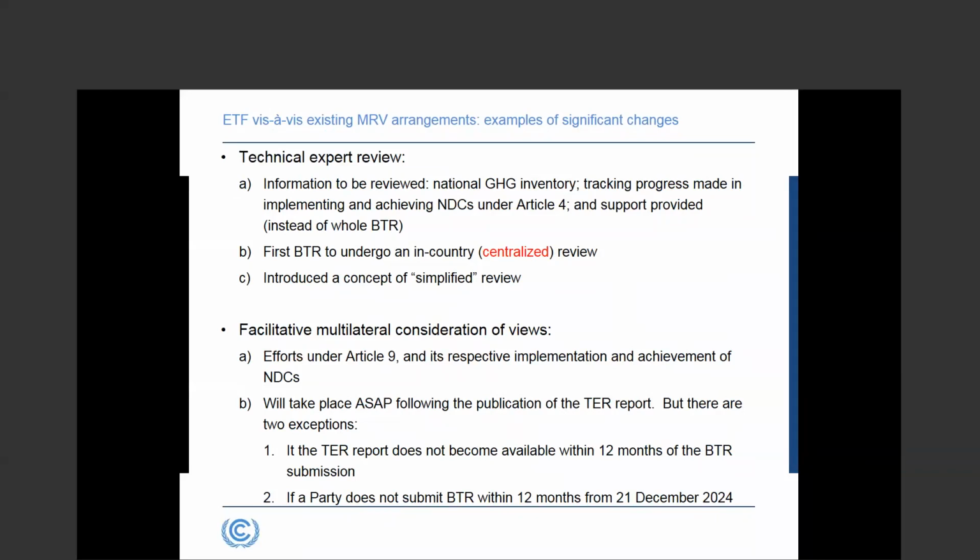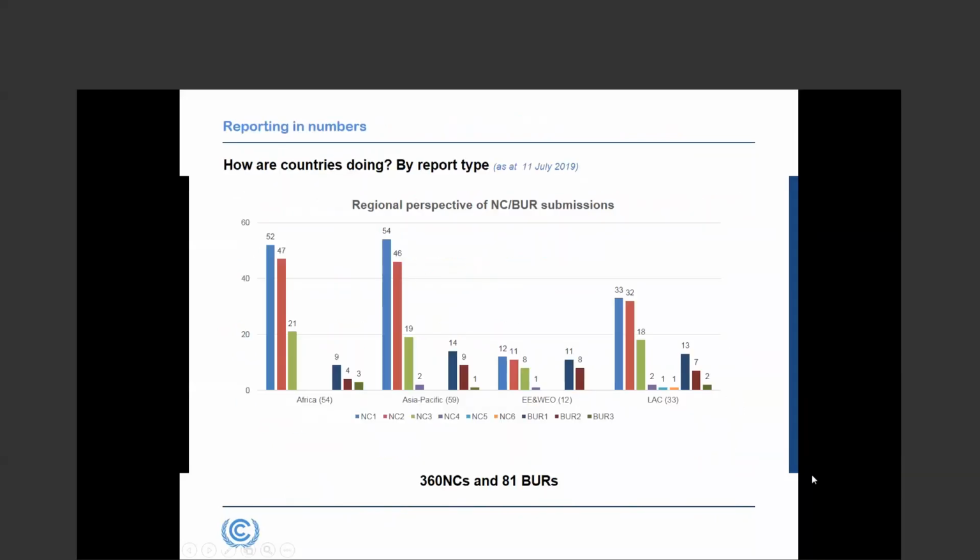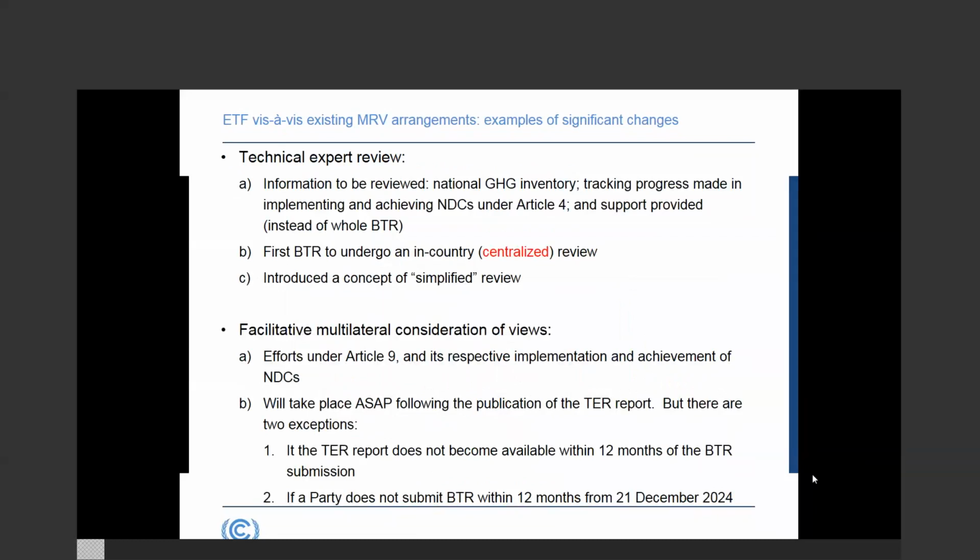And according to the guidelines, the first BTR will undergo an in-country or centralized review. So for developing countries, you have the flexibility to choose to undergo a centralized review of your first BTR. Also, the concept of simplified review is introduced for those countries who submit inventories in the, undergo a simplified review. After the TER is finished, the party will undergo a facilitative multilateral consideration of views.